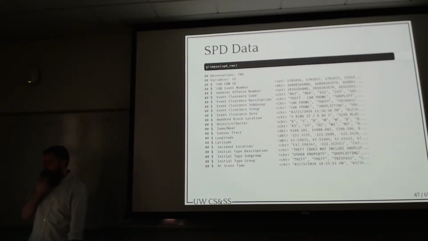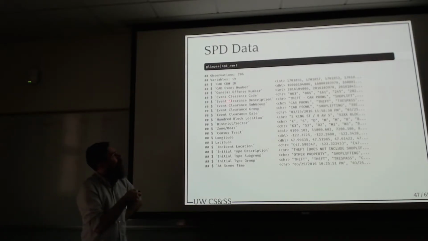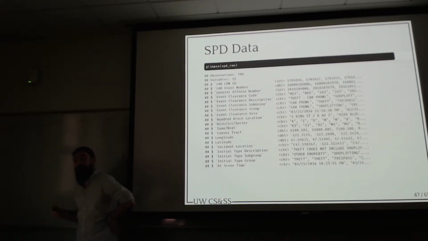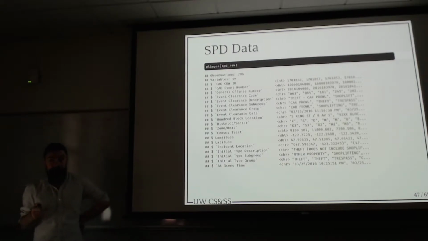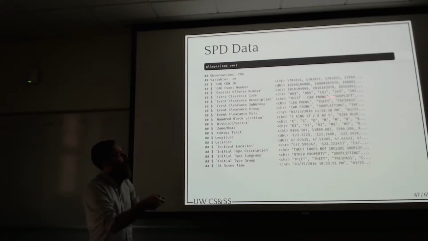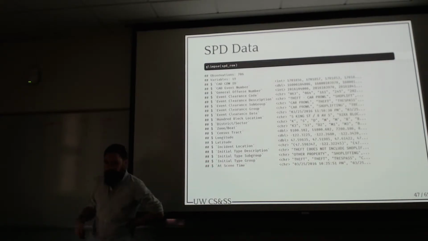Okay, so take a quick glimpse at them. We have things here like the event clearance description. So for instance, theft car prowl. Theft car prowl means somebody broke into a parked car and stole things out of it. No intention to steal the car, they want to steal stuff inside of it. Shoplifting, things like that. You also see trespassing, all that kind of stuff. We have exact locations, we have beats, and so on. But what we have is at scene time, when the cops arrived, which might be of interest to us.